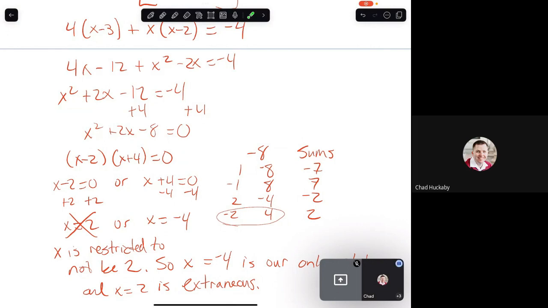Okay, so that's the end of that problem. Do we have any questions about that one? Okay, let's do, I think we have time for about 1 or 2 more. Let's solve a simpler equation. Let's solve a linear equation.